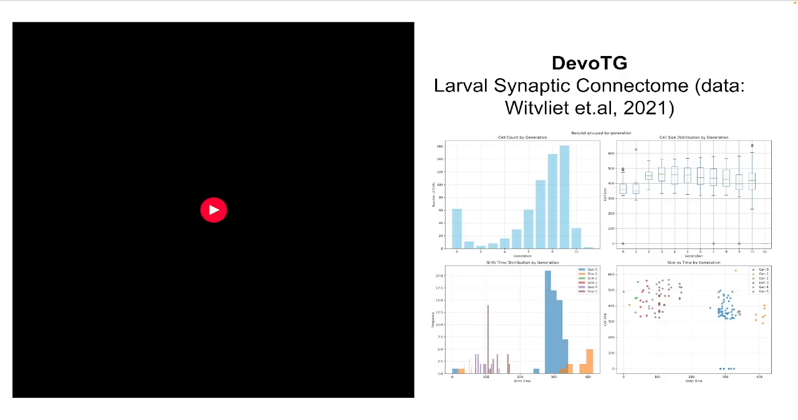So this is data from Whitfleet et al. 2021. They published a paper with larval connectome data, but larval connectome data at the level of synapses. So they were interested in looking at synapses and how those get remodeled over larval development.